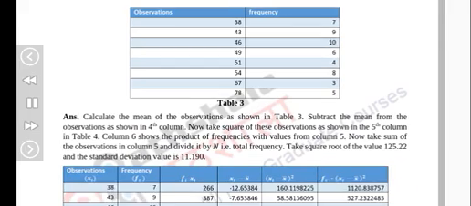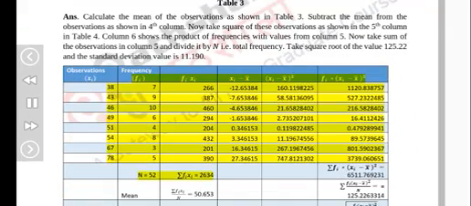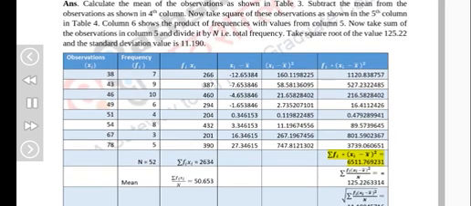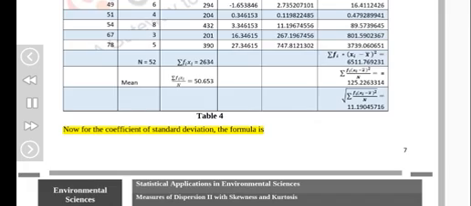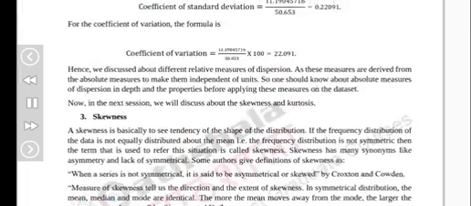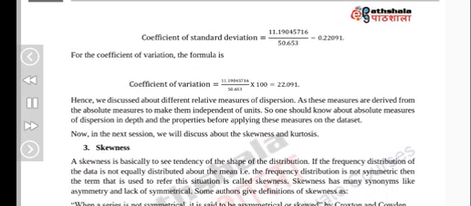Observations, xi, frequency. Mean. Table 4. Now for the coefficient of standard deviation, the formula is sigma/x̄. Coefficient of standard deviation equals. For the coefficient of variation, the formula is sigma/x̄ × 100.